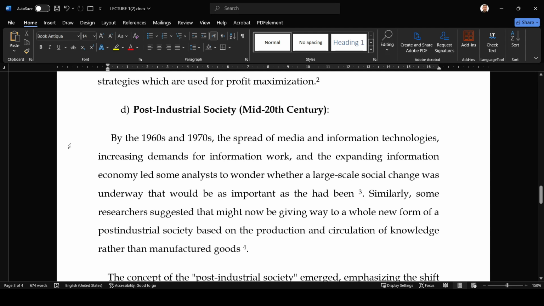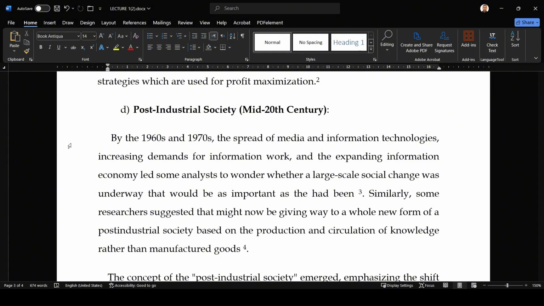D. Post-industrial society, mid-20th century. By the 60s and 70s, the spread of media and information technologies, increasing demands for information work, and the expanding information economy led some analysts to wonder whether a large-scale social change was on the way that would be as important as there had been.